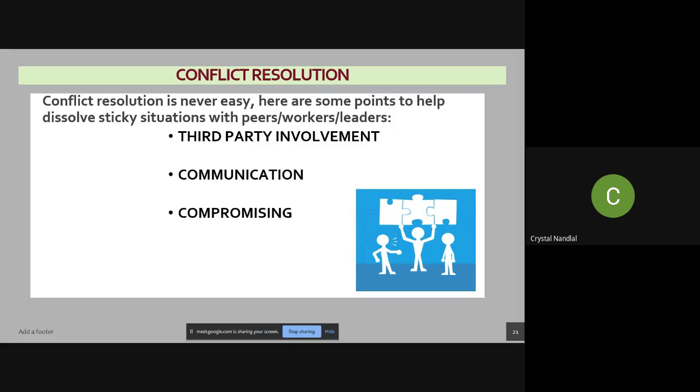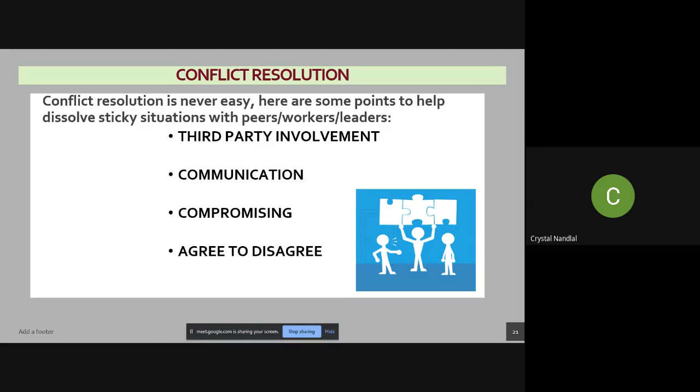Compromising is something a lot of people find hard to do because everybody, well, not everybody, but some people, always want their own way. But we must be able to give a bit of ourselves and compromise to help resolve conflict.